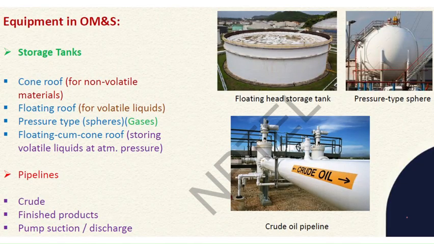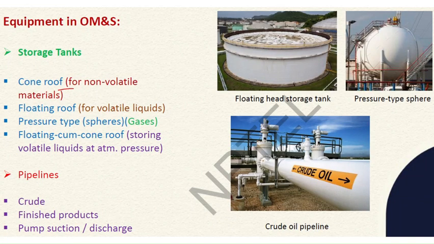So some of the equipment which is used in oil movement and storage. Storage tanks are of different types. If you want to store a non-volatile material, then the cone roof storage tank is used, basically a fixed roof storage tank.